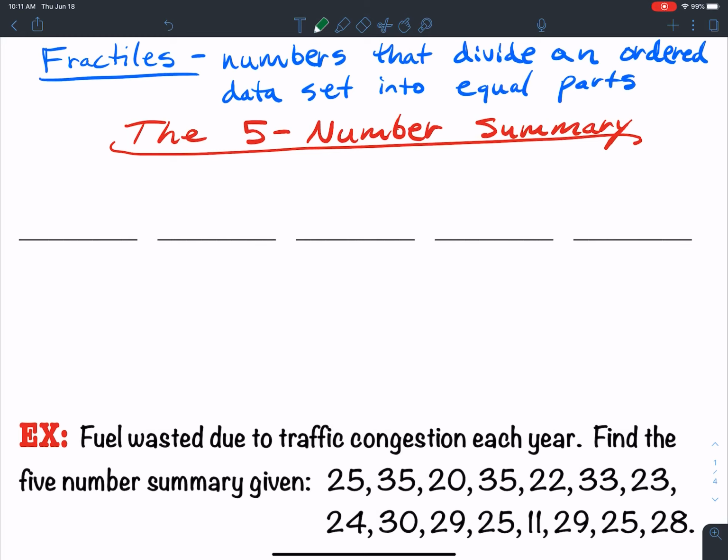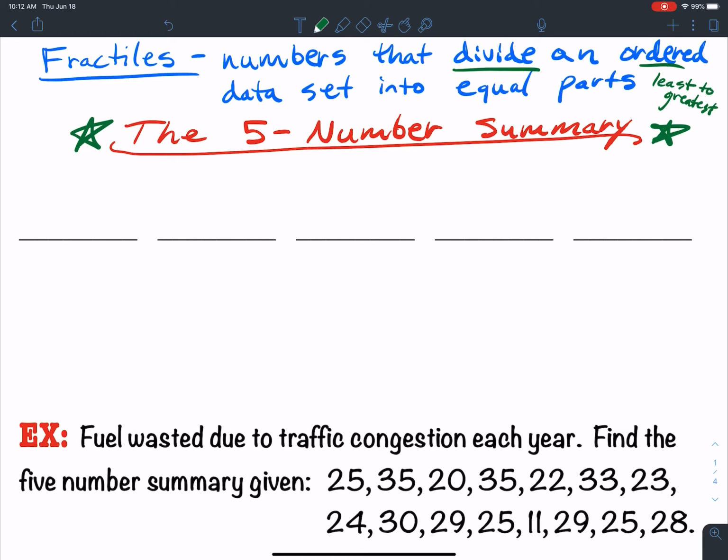Okay, so the first definition I'm going to introduce you to is a fractile. Fractiles are numbers that divide an ordered data set, so ordered from least to greatest, into equal parts. The fractiles we're interested in are the 5-number summary. So the 5-number summary, what is this? It's 5 numbers that divide us up.